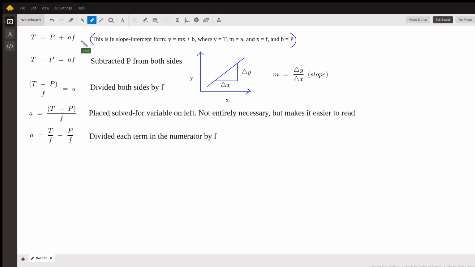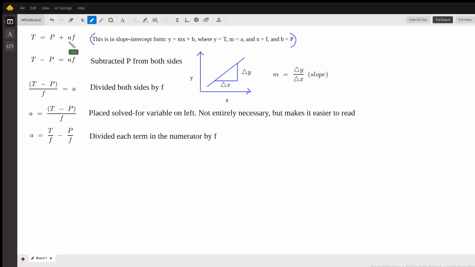Incidentally, this is in slope-intercept form. Our slope-intercept equation is y equals mx plus b. It's always good to be aware of these things. Now on to solving for A.